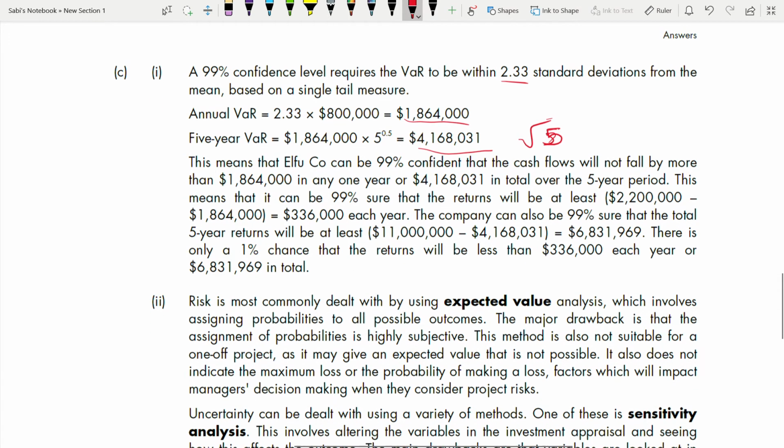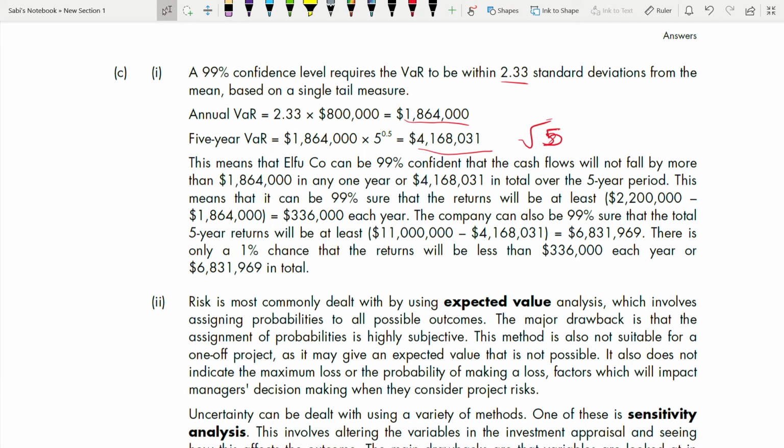Now, what it means, you have to explain. So this is your explanation part, this whole thing. Okay, so this means that L4 can have 99% confidence that the cash flow will not fall by more than this 1864 in 1 year, or this one in total over the 5-year period.